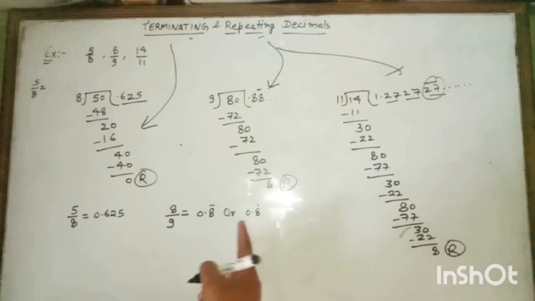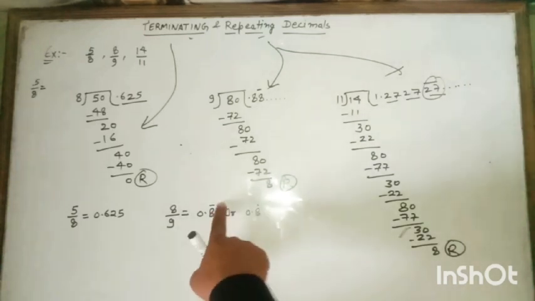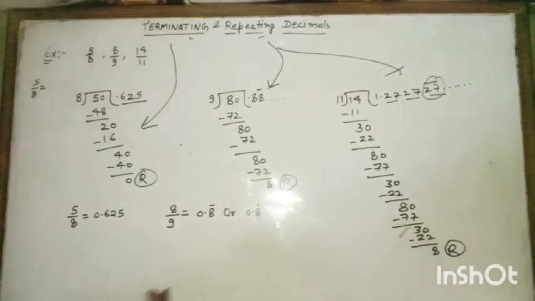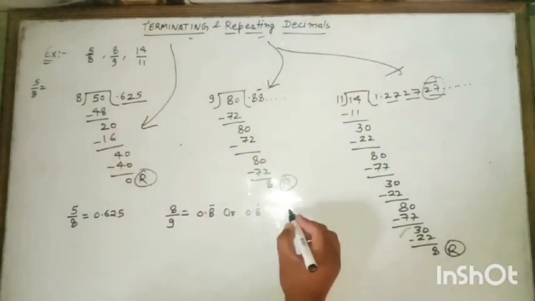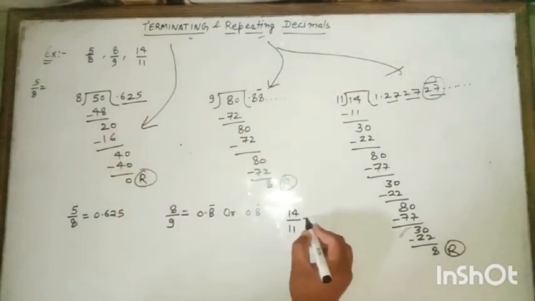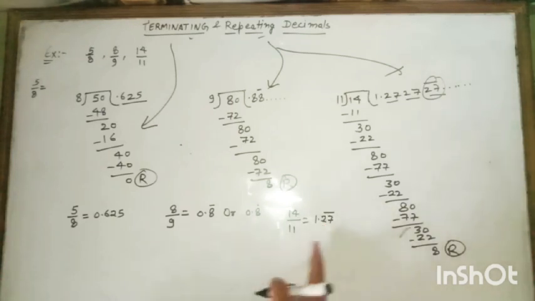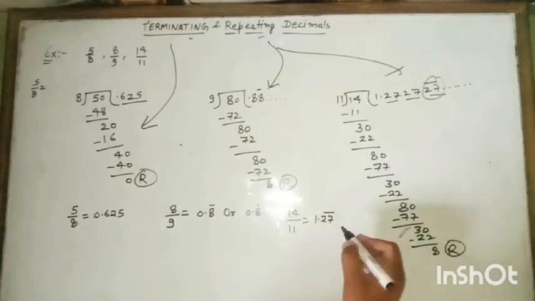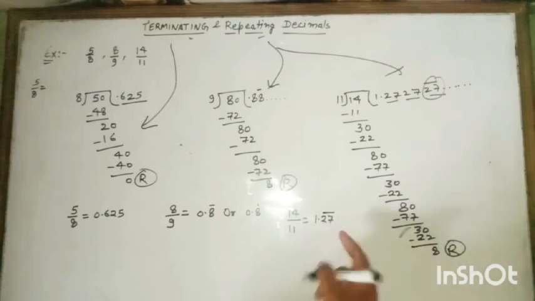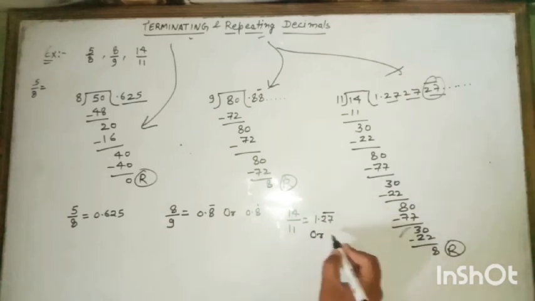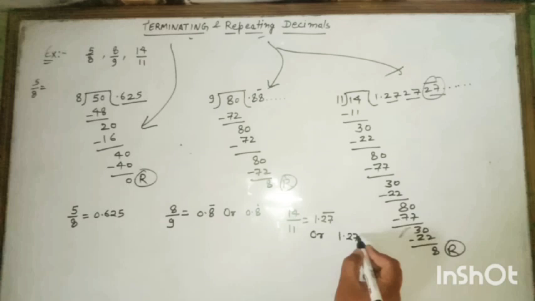Above this 8 we can put a dot. This means the same as the mean of bar is here. And this one, 14 over 11, we can write it as, what is our quotient, 1.27, and 7 is repeating, so above 2 and 7 we will put this bar from here to here, or also we can write it as 1.27 with 2 dots.